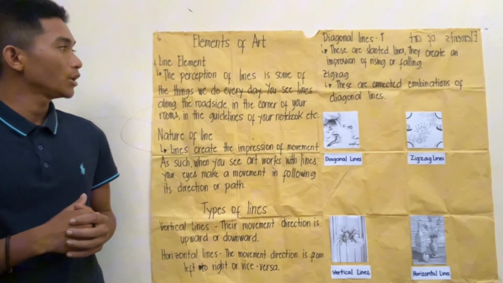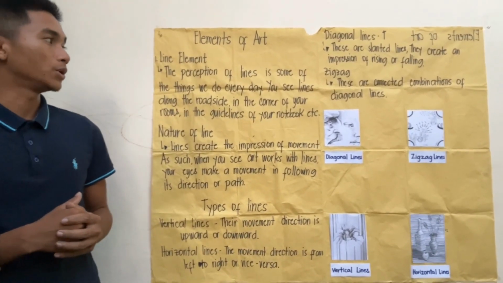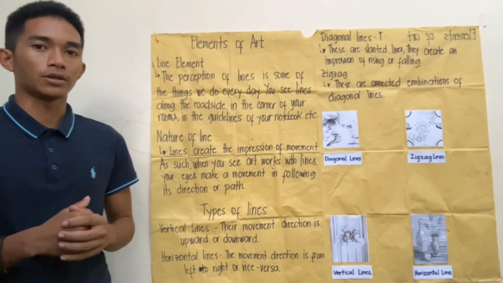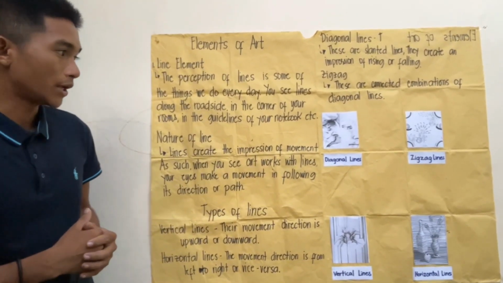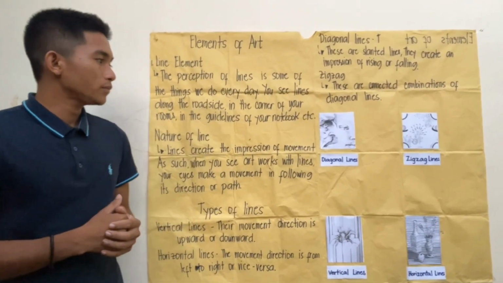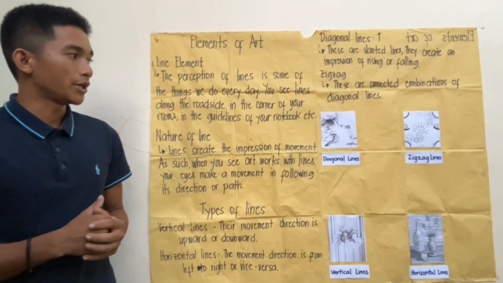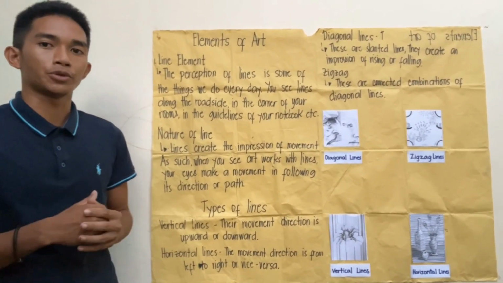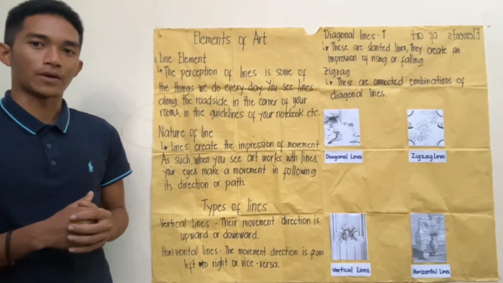And fourth, or lastly, we have what we call zigzag. These are the connected combinations of diagonal lines. I'll give you an example for that. Over there, as we see, it is composed of zigzag lines in order to create this beautiful flower.